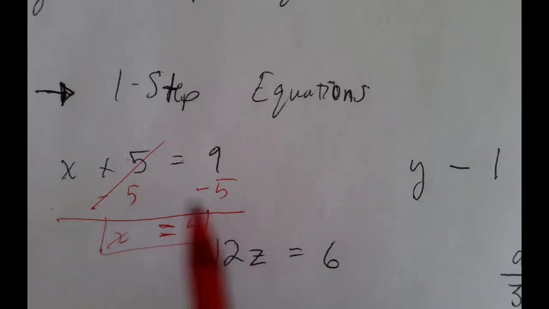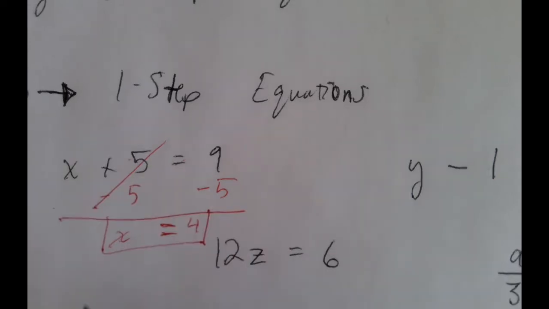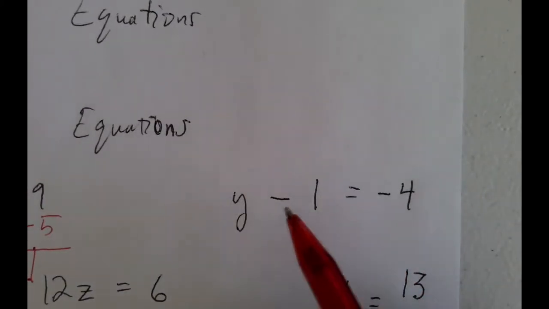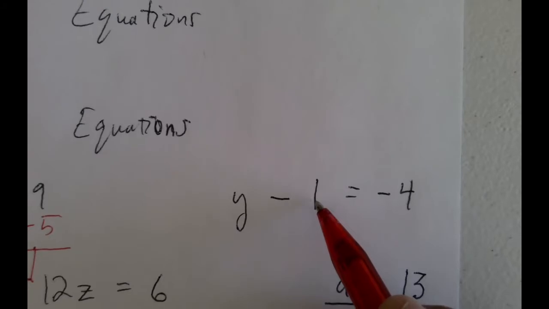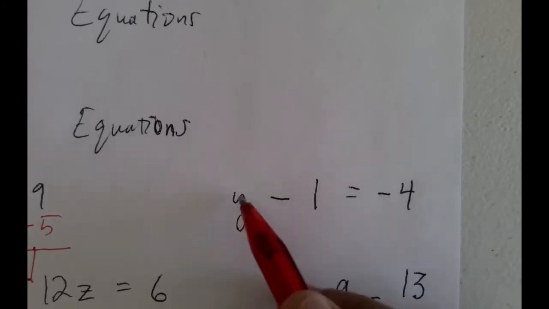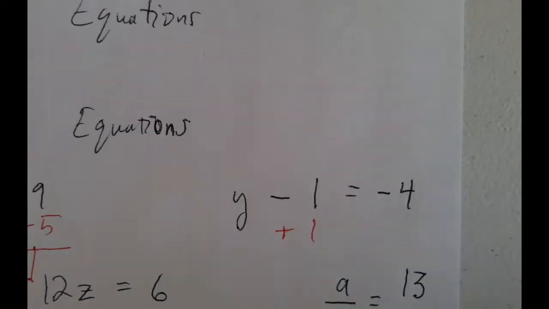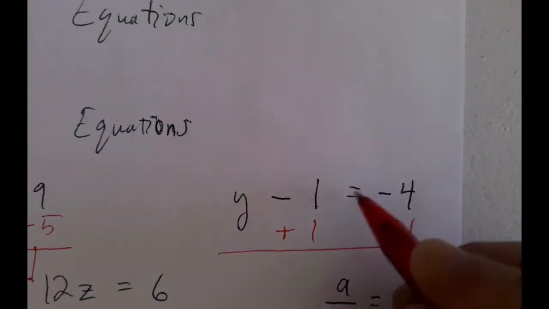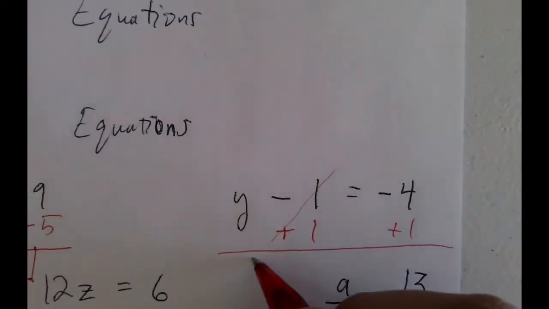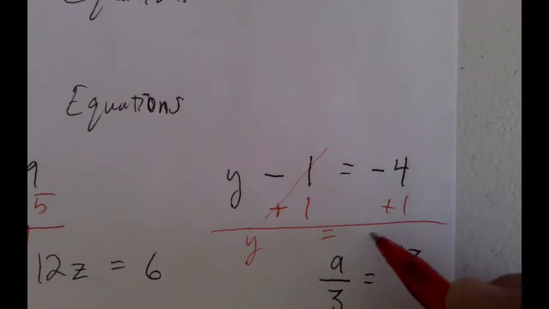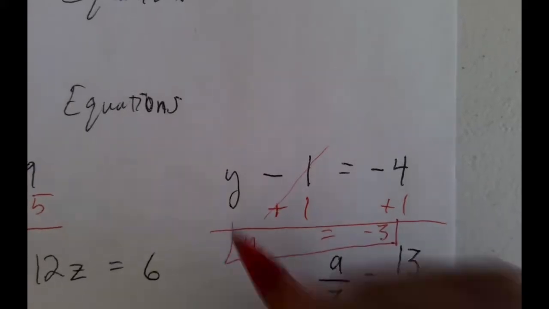We can apply an operation to both sides and we'll maintain equality. So the balance will still be remaining. We have to think, well, how can I get rid of subtracting 1? That's what's keeping me from having y by itself. So I'm going to think I need to add 1 to both sides. I've got to maintain equality, so I did it to both sides. The y is now isolated. And negative 4 plus 1 is negative 3.